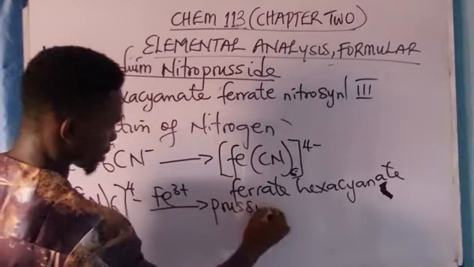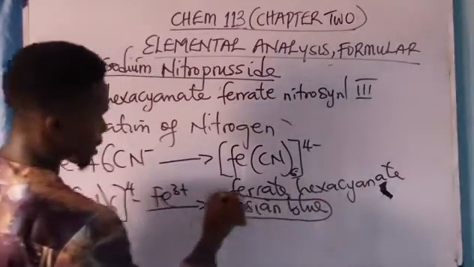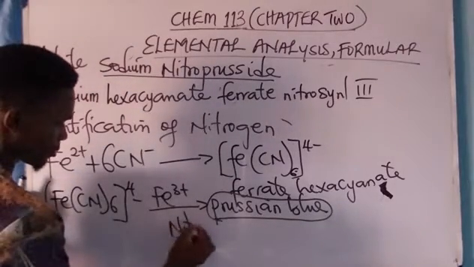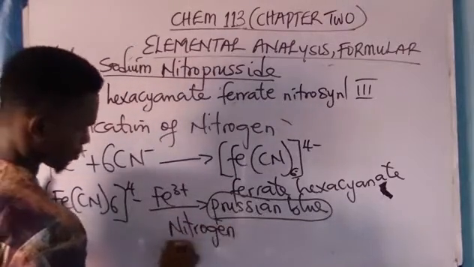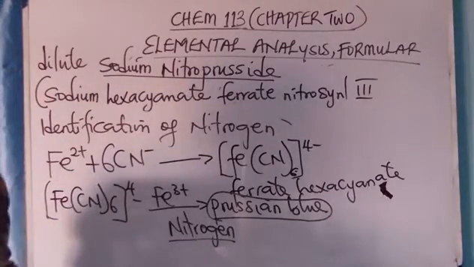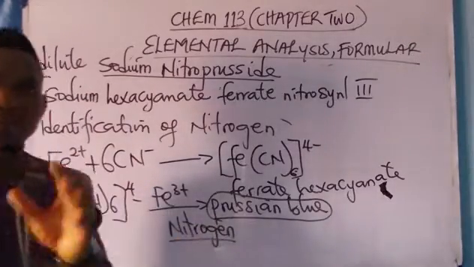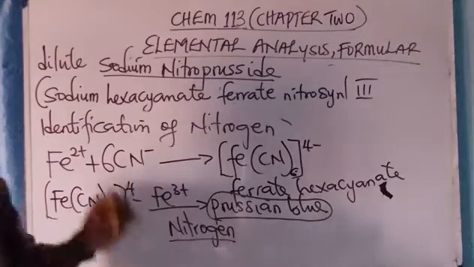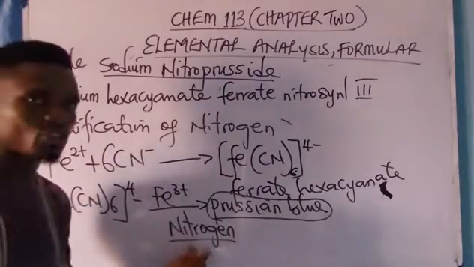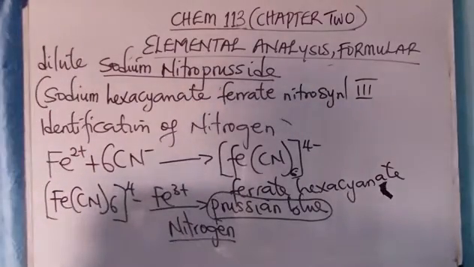Is it Prussian blue? Now the presence of this Prussian blue indicates the presence of what? Nitrogen. Please, during the analysis of elements, the presence of a Prussian blue indicates the presence of which of the following elements? A. Nitrogen, B. Sulfur, C. Hydrogen, D. Carbon. Please, it is what? Nitrogen.